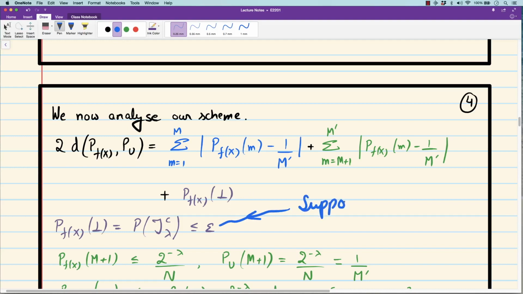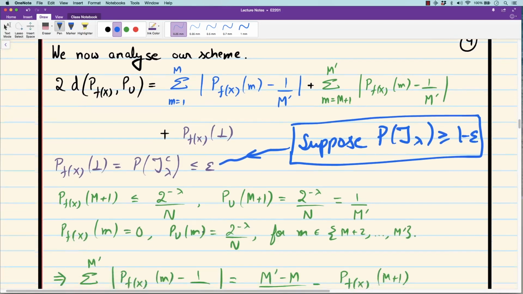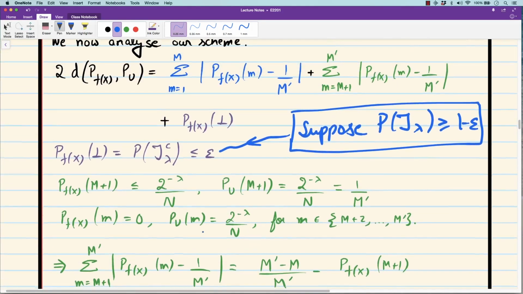Suppose the probability of T lambda is greater than or equal to 1 minus epsilon. Suppose you can find such a T lambda, such that its probability is greater than or equal to 1 minus epsilon. Then the probability of bot is the probability that you're outside T lambda, which is at most epsilon. Okay, so this last term we have handled.